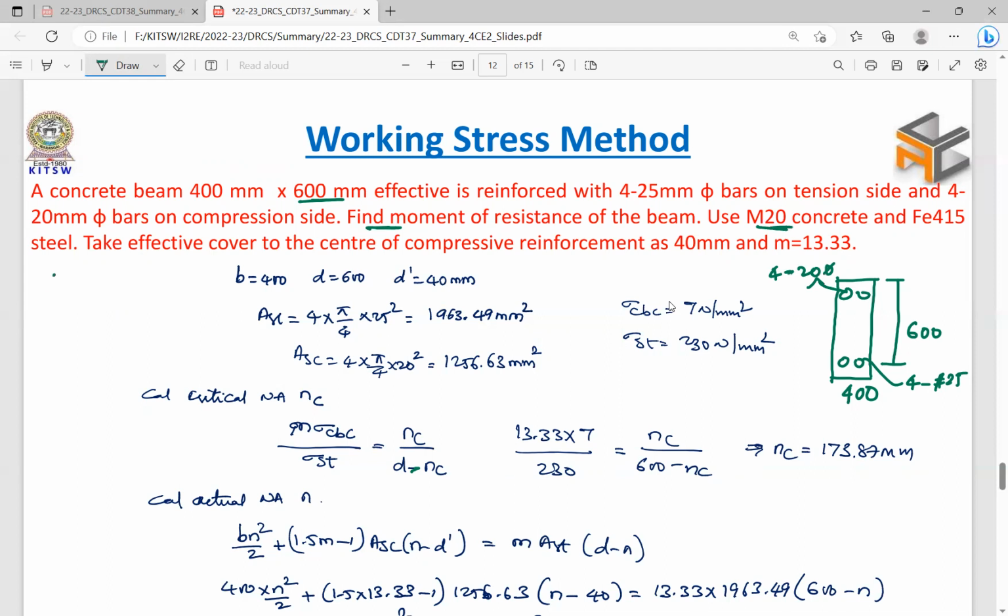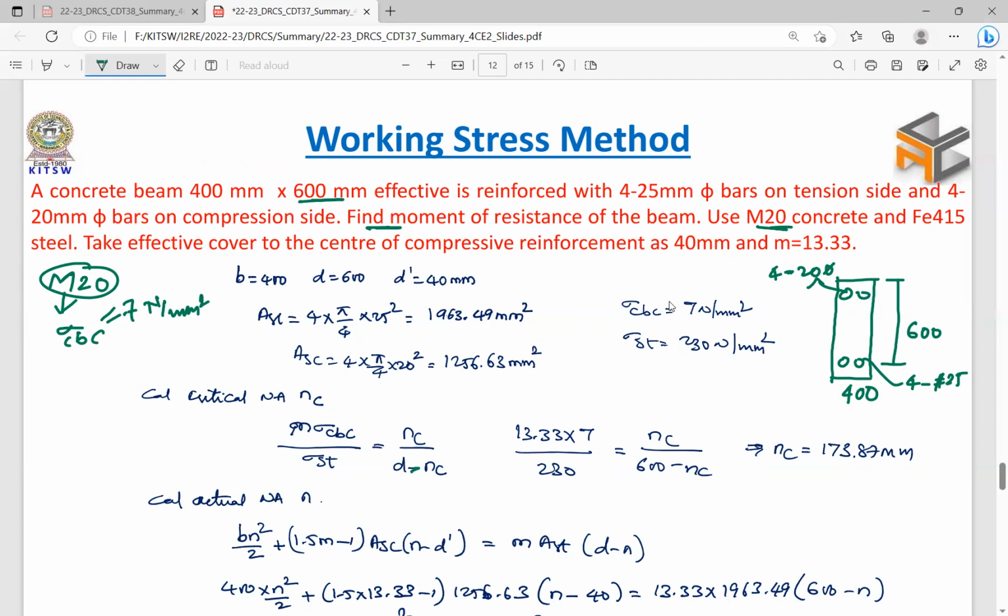So we know that for M20 concrete, depending on the grade of concrete, the sigma CBC value is different. For M20 concrete, sigma CBC is 7 Newton per mm square. For M25 it is 8.5. For M30 it is 10 Newton per mm square.